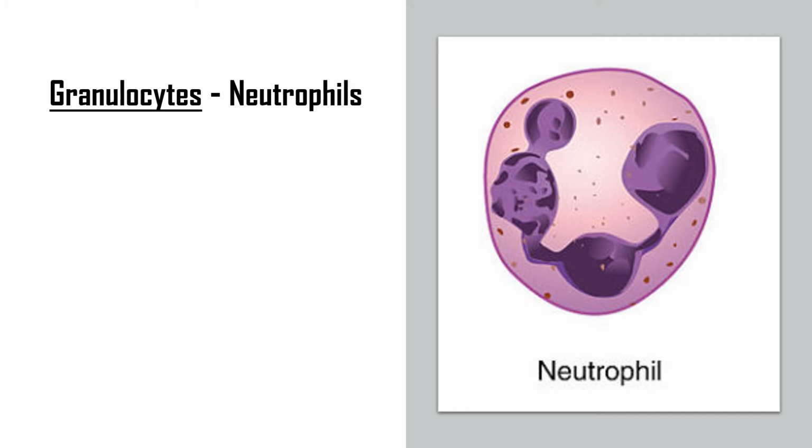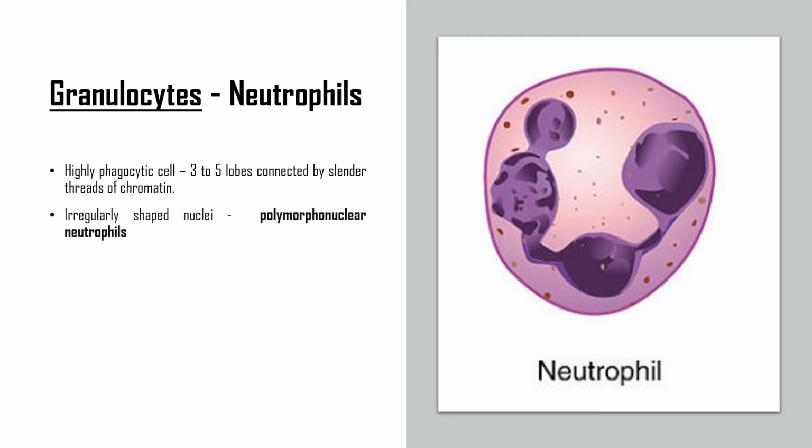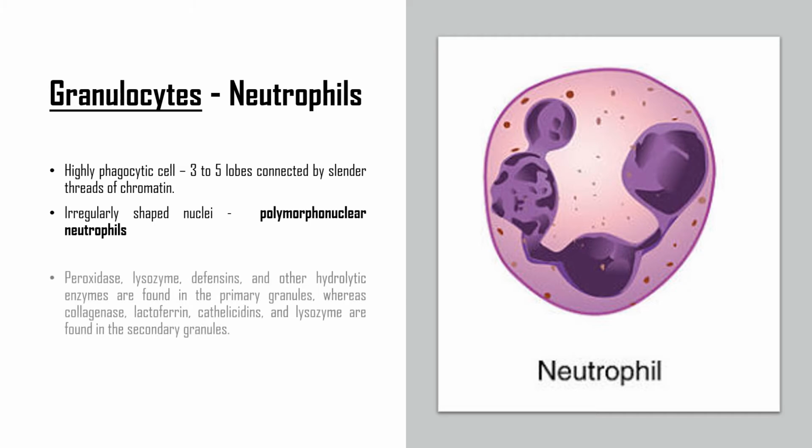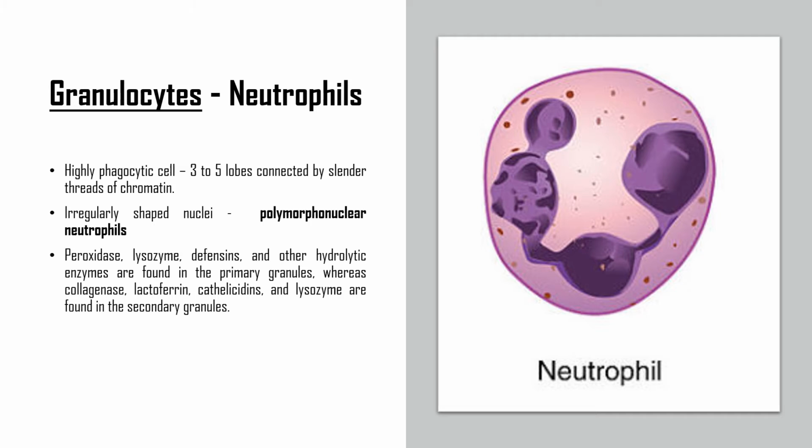The last type of granulocyte is neutrophils. Neutrophils are highly phagocytic cells with a nucleus that has 3 to 5 lobes connected by slender threads of chromatin. Because of their irregularly shaped nuclei, neutrophils are also called polymorphonuclear neutrophils or PMNs. Neutrophils have conspicuous organelles known as primary and secondary granules.